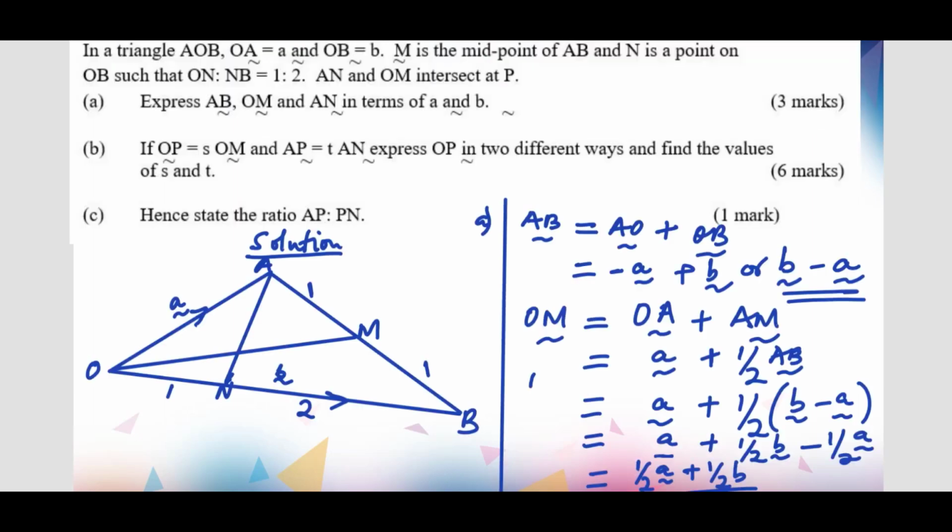Let me see, I think there's something wrong we've done there. Let's go back to the diagram. AN is AO plus ON, not AN. So it is AO plus ON. This one is supposed to be ON.